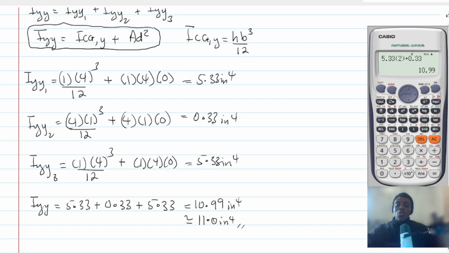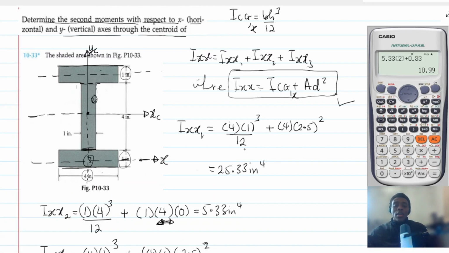All right. So we've been able to find Iyy and then Ixx. So always do not forget the parallel axis term. And whenever the centroid of the actual figure coincides with the axis in question, then it's going to be 0 for the parallel axis term.